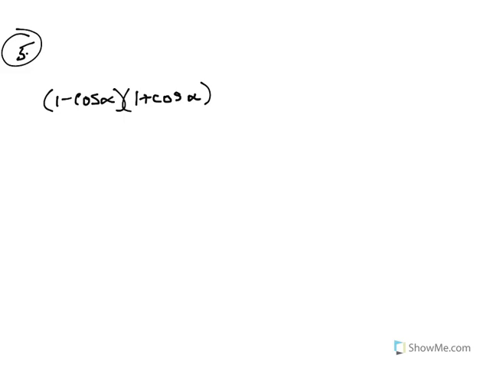And here's another example when we're not going to necessarily just switch everything to sines and cosines to start, but we can use some of our Pythagorean identities. So if we have a binomial times a binomial, we can multiply these together. So you can distribute your 1. So 1 times 1 should get you 1. 1 times cosine would be positive cosine. And then distribute your negative cosine. Negative cosine times 1 is negative cosine.